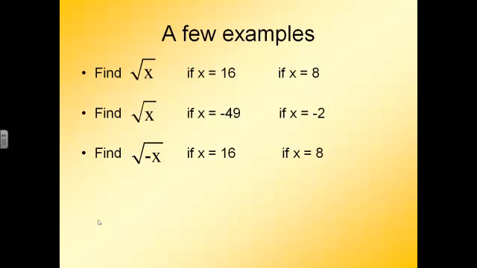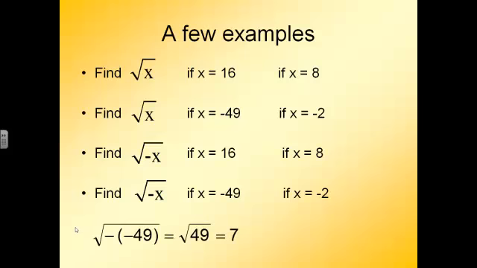Now, root negative x. This means first change the sign of x and then square root it. That's going to cause me to end up taking the root of negative 16 or the root of negative 8, and that's not going to happen. On the other hand, if I feed root negative x with numbers that are negative to start with, then I end up square rooting a positive number, which in the first case works out to 7, and in the second one, 1.41. All good.